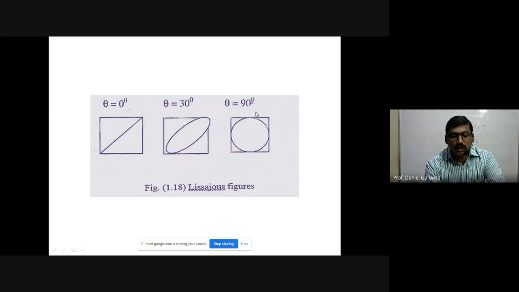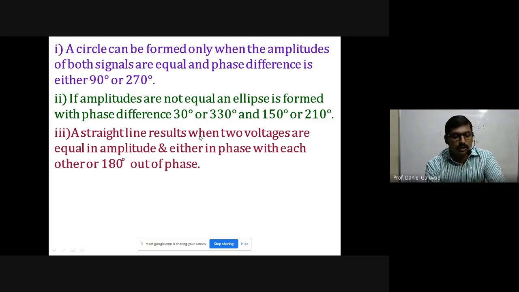So we consider only 3 cases here. Theta is equal to 0, we will obtain the cross line like this. Suppose we have the x-axis horizontal, the y-axis vertical, and here we have a line like this, starting from the origin, and this is rising continuously. So for that diagram, we have theta is equal to 0. And next, if you obtain this ellipse, then we have theta is equal to 30 degrees. And if you obtain a circle here, then the phase is equal to 90 degrees. So this much only you have to write down in the examination. So these are the three cases.